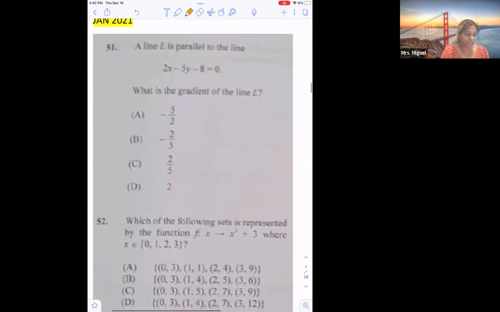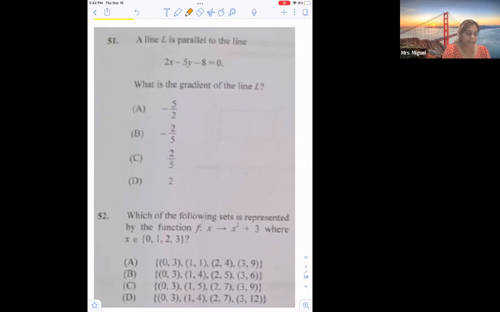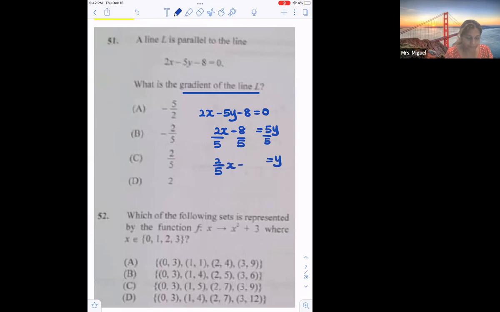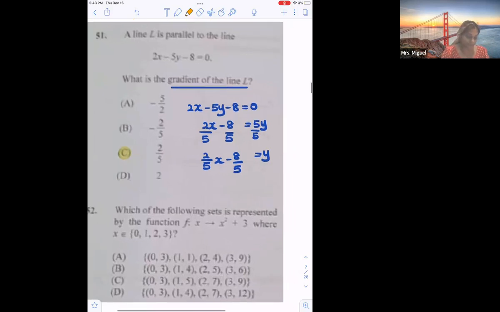Question 51 in January 2021. A line L is parallel. What is the gradient of the line? So I know it's a bit blurry, but nevertheless, 2x minus 5y minus 8 is equal to 0. So 2x minus 8 is equal to 5y. We divide both sides by 5. So y is 2/5 x minus 8 over 5. If the two lines are parallel, the gradient is the same. So the gradient is 2/5.